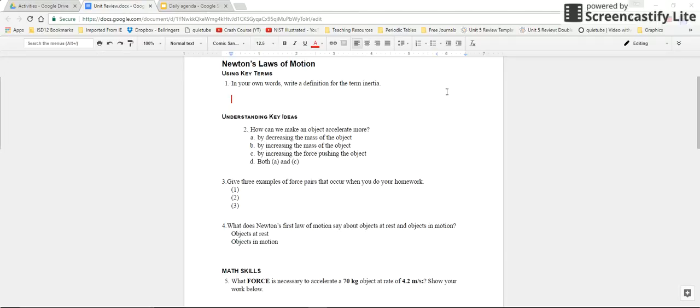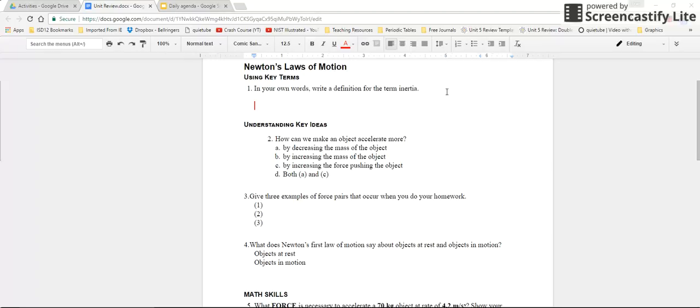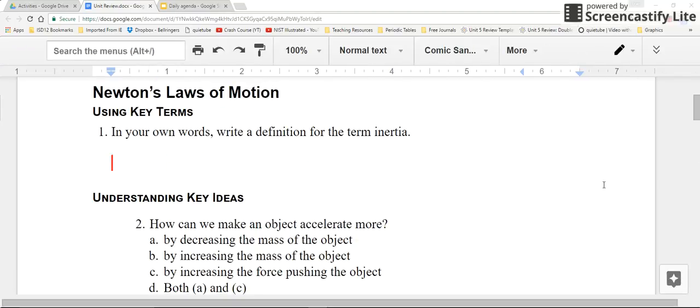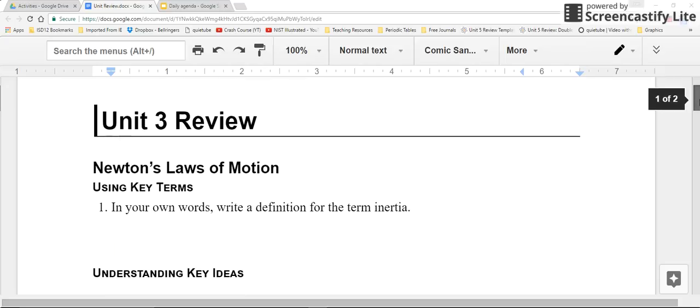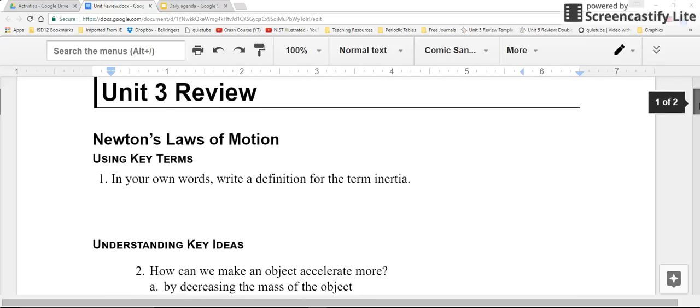Okay, so we had a chance to work on the review worksheet. Let's go through a few answers on here and see if everybody's on the right track. All right, so the first question was asking you to write a definition in your own words for the word inertia, okay? And so inertia, you can think of it in a couple of different ways.